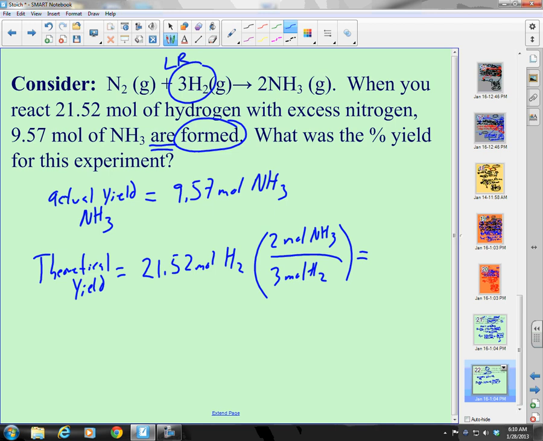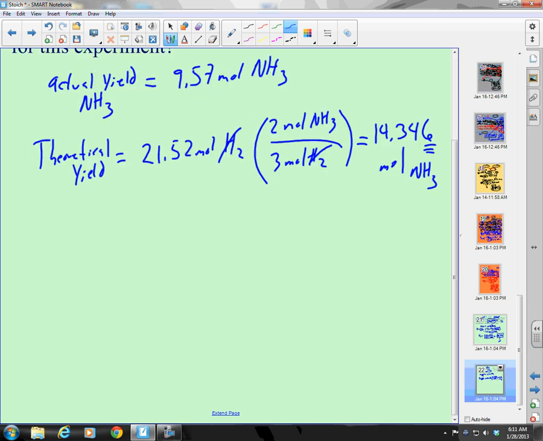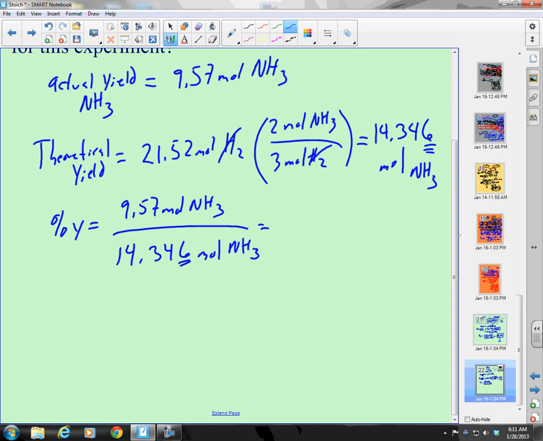21.52 divided by 3 times 2, and I get 14.346 moles of ammonia. Good. Percentage yield: actual 9.57 moles of ammonia over theoretical 14.346 moles of ammonia. And what do I get? 9.57 divided by 14.346 times 100. How about 66.71? 66.71% is my yield. Great. Hey, that's all there is to it.